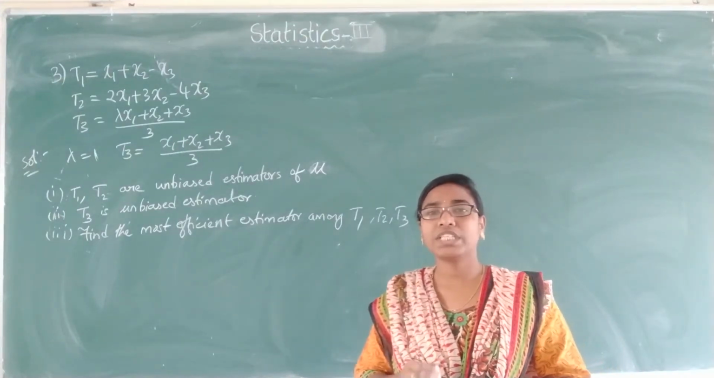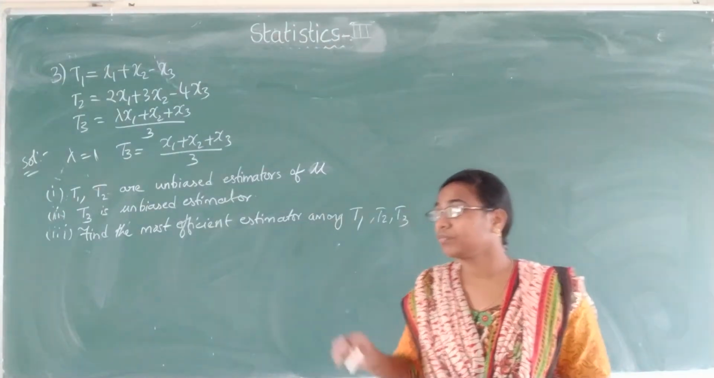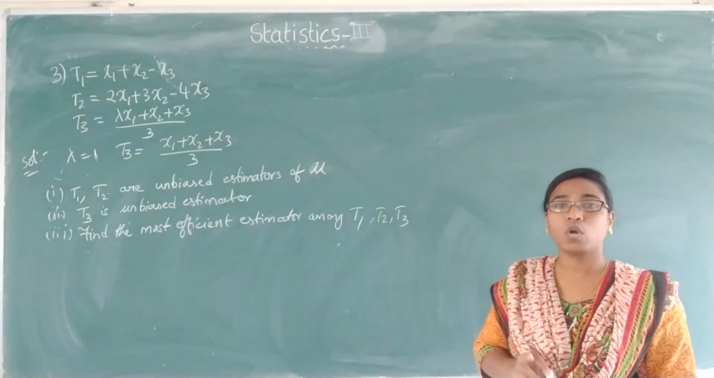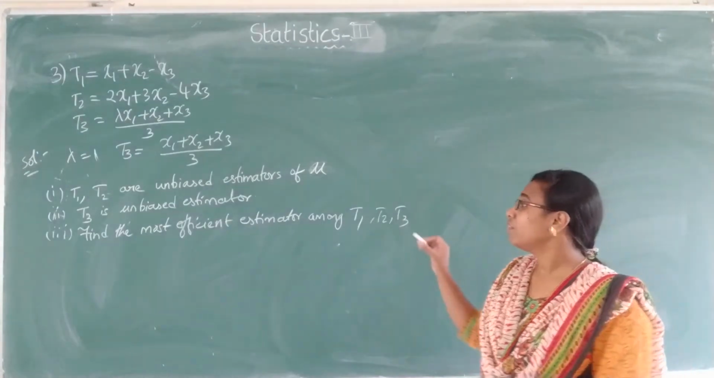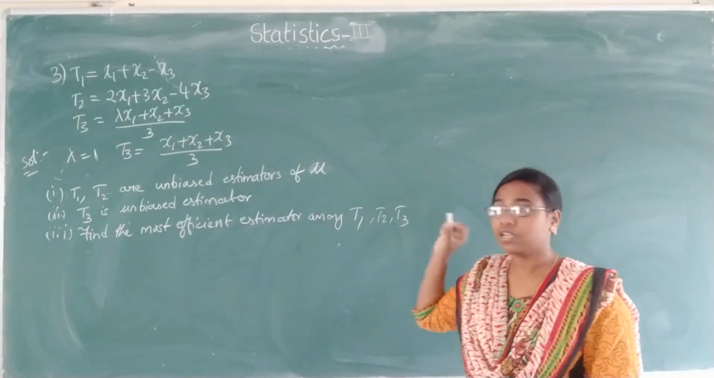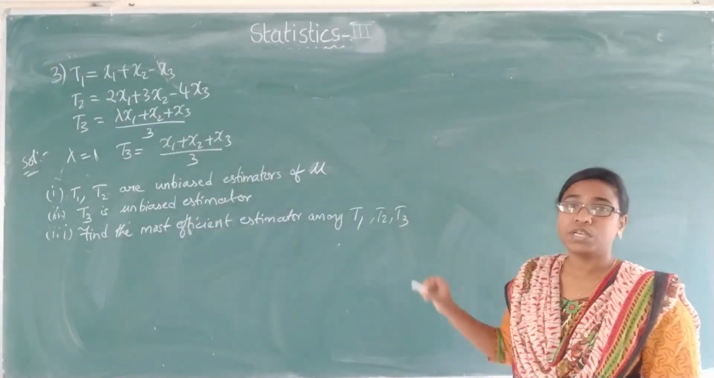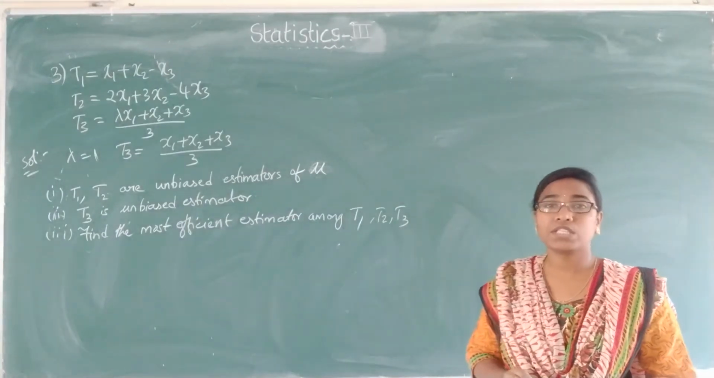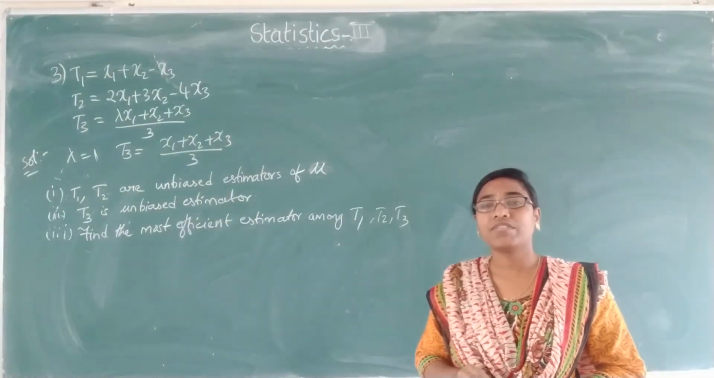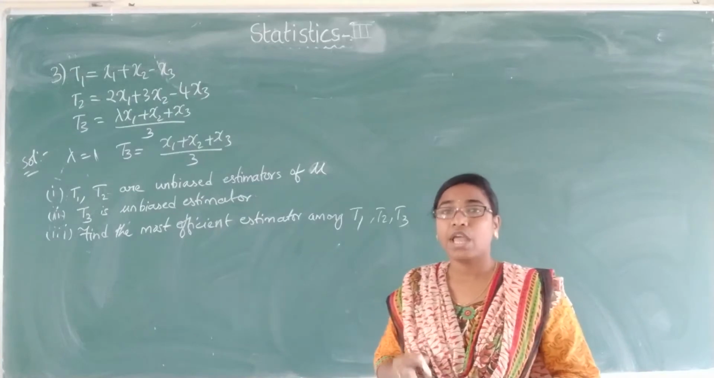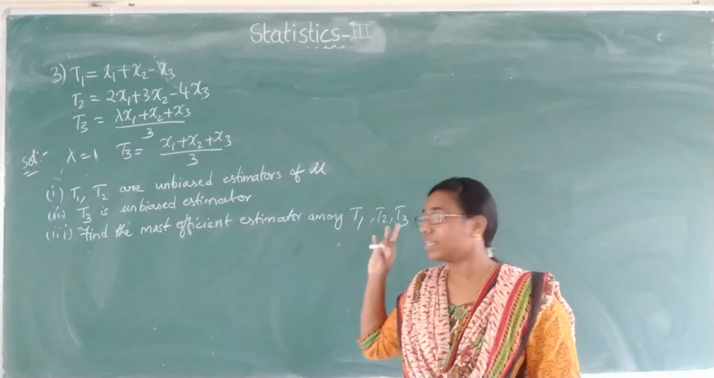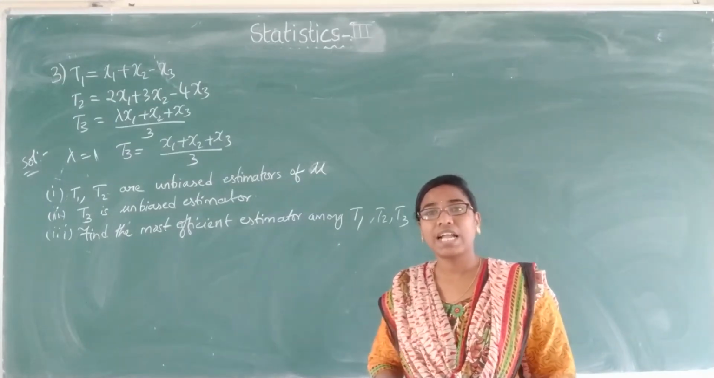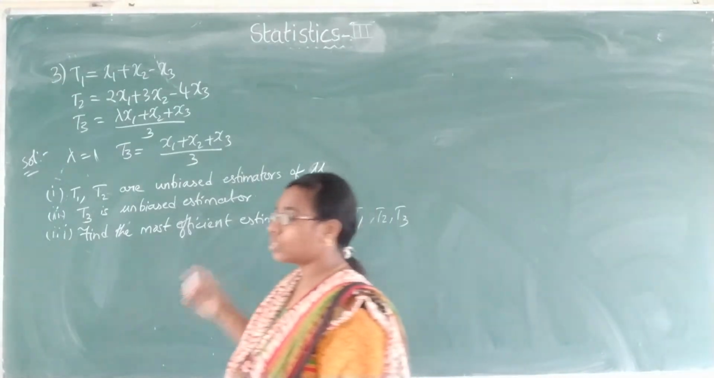So how do you check the efficiency of the estimators? The efficiency can always be known by using its variances. So we will find the variance of T1, the variance of T2, and similarly the variance of T3 also. After finding the three variances, whichever estimator has the least variance is considered the most efficient.